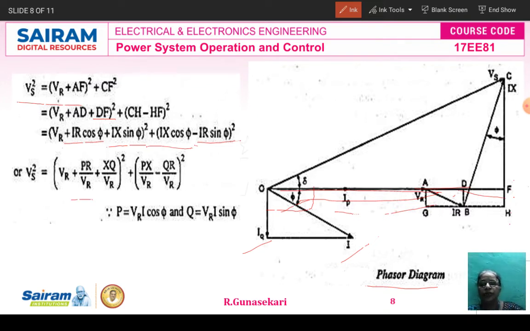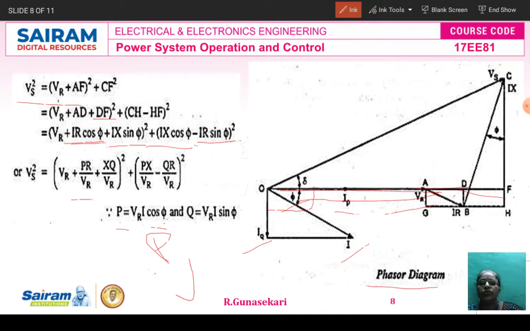The real power P is VR into I cos phi, and Q is VR into I sin phi. Here we can substitute for IR cos phi. So P equals VR I cos phi, therefore I cos phi is P divided by VR. We substitute this in the equation, I cos phi being PR divided by VR. Similarly, Q equals VR into I sin phi, therefore I sin phi is Q divided by VR.